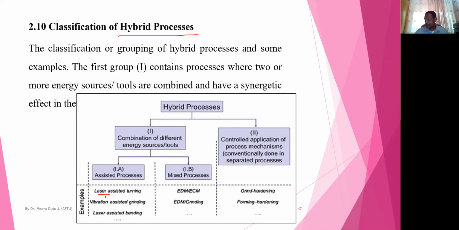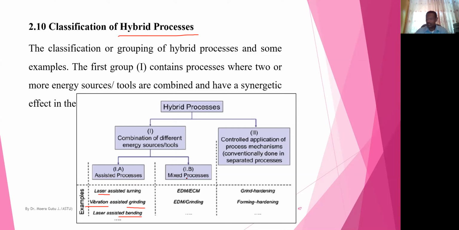Laser application can ease material removal during the hard turning process. So we are using a laser beam in addition to the turning process. This is the first hybrid category. The other one is vibration assisted grinding. We can use vibration technologies in addition to grinding of the workpiece materials. Laser assisted forming or bending is also in the first category of assisted processes in hybrid technologies.